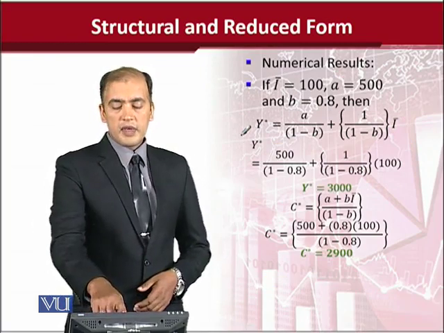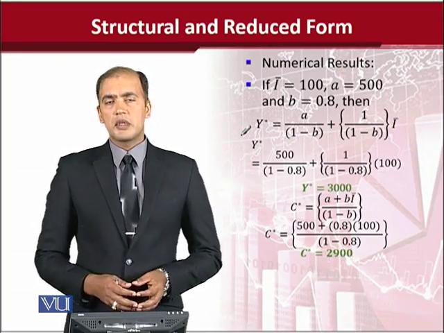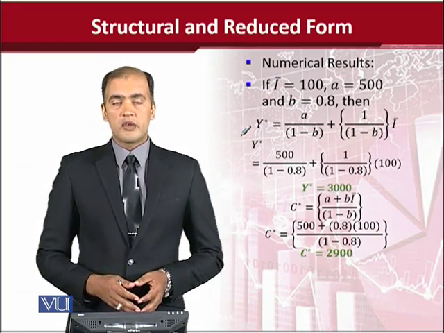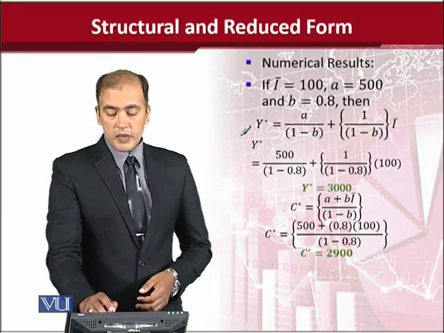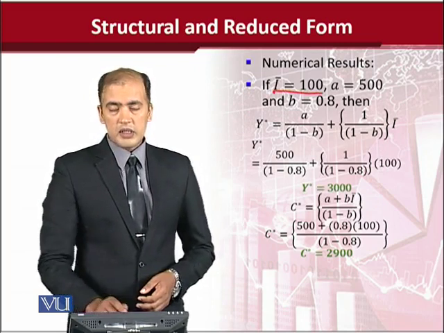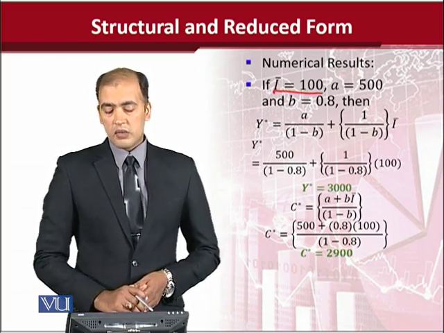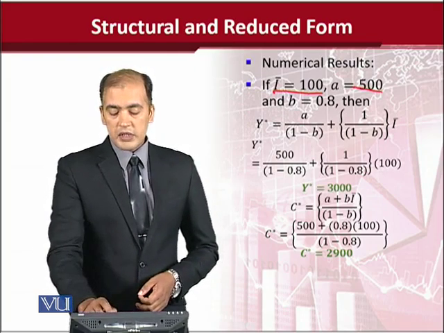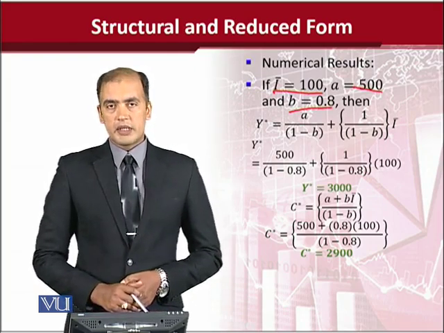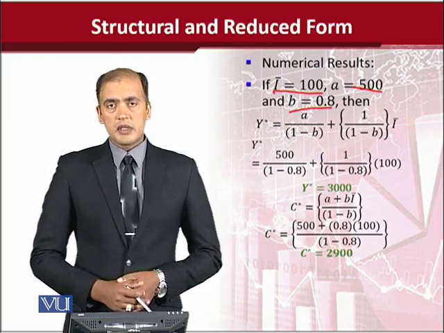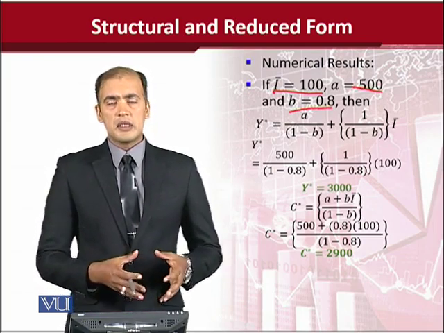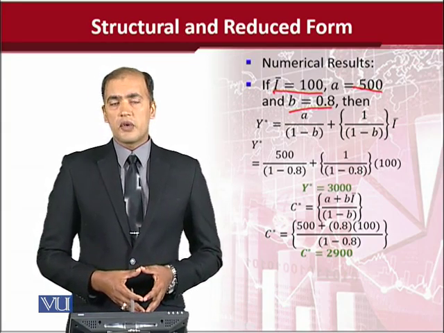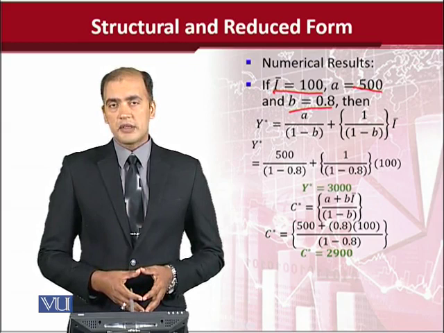As you know, once we have the symbolic results, we can put in numerical values in order to get results which are more interpretable. If we assume that the exogenous variable, that is I bar, is equal to 100, and the parameter A is 500, and the parameter B is 0.8, we can put these values in the formula that we obtained for Y asterisk and for the formula of C asterisk.